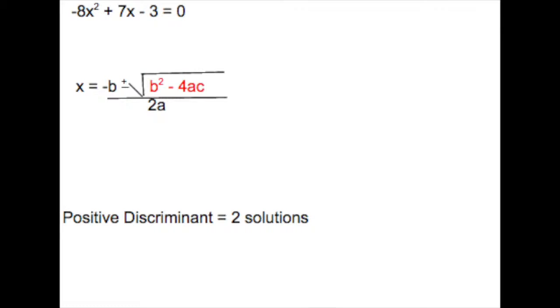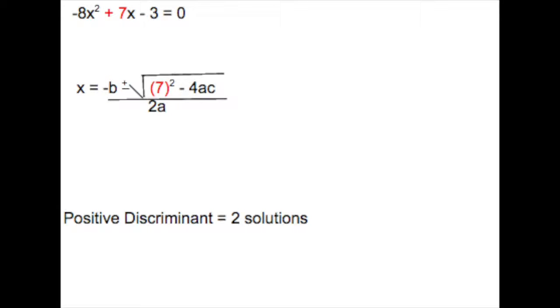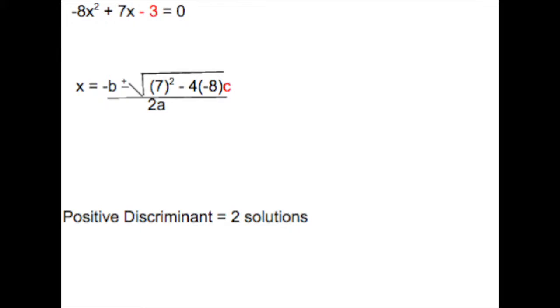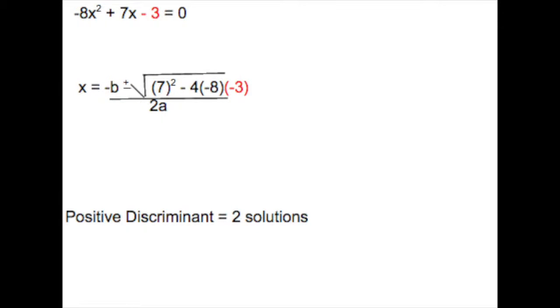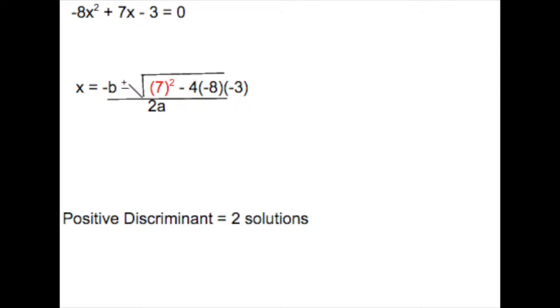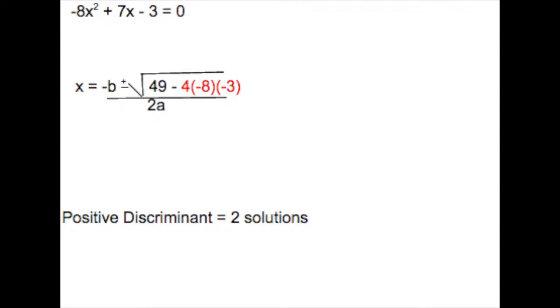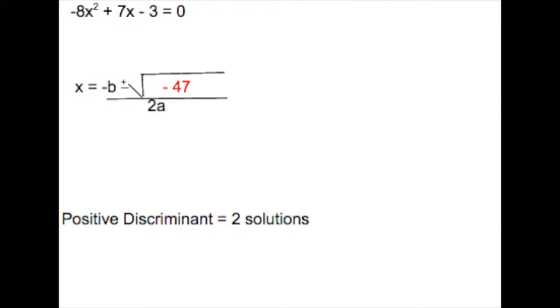Again, we are just going to look at the b squared minus 4ac portion, which is the discriminant. B is positive 7, so we will substitute positive 7 in for b. Our a value is negative 8, so we will substitute negative 8 in for a. And our c value is negative 3, so we will substitute negative 3 in for c. Now we will simplify. 7 squared is 49, and 4 times negative 8 times negative 3 is 96. 49 minus 96 is negative 47, so our discriminant is negative 47.